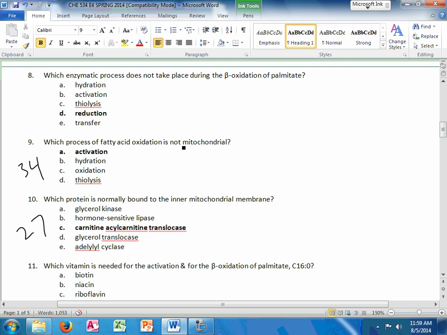Which enzymatic process does not take place during the beta oxidation of palmitate? So activation and transferring or transporting are going to be for both beta oxidation and the synthesis reactions, so those aren't going to be answers. And then remember, OHOT is the beta oxidation ones. Reduction is not part of that. Reduction is part of synthesis only.